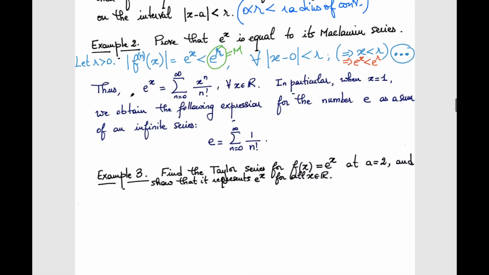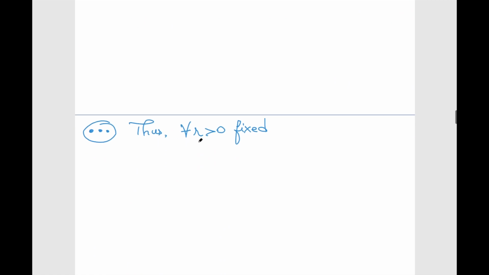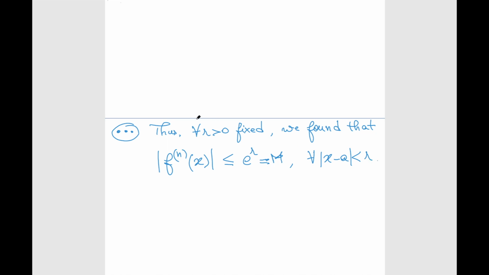So thus, for any number r that we fix, right? For any number that we choose, the function, based on the theorem, is going to be equal to the sum of its Taylor series by the previous theorem. So thus, for any fixed number r, we found that the nth derivative of f at the point x is less than or equal to e^r, which is the m. That's what I'm going to choose as m, correct? And this is for any x in the neighborhood of a centered at r, that fixed number r.